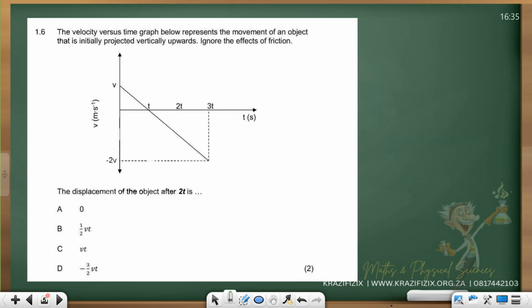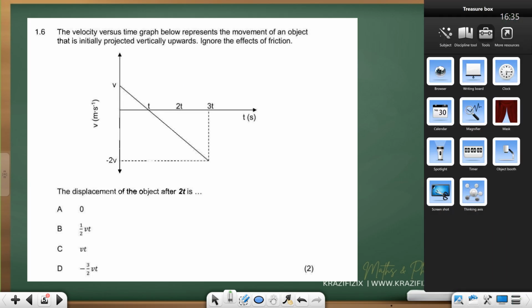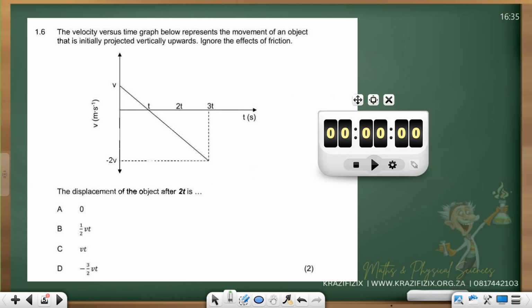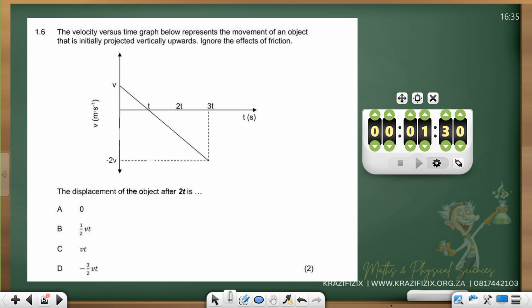All right, here quickly. I don't think this one should take long. I'll just give you 1 minute and 30 seconds to read. Let's make it 45. Read quickly.